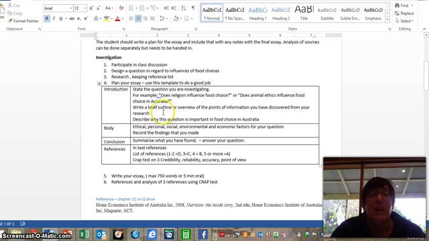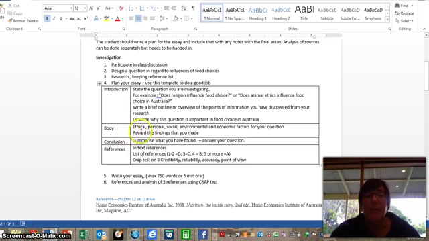All right, so then you need to write a brief outline or overview of the points of information you've discovered from your research and describe why this question is important in food choice in Australia. I mean, say if it's important in this area, like for example, does religion influence food choice? In a couple of religions, yes, it does influence your food choice. So in Australia, there are groups of those people who belong to those religions, and it does actually influence what food they choose to eat.